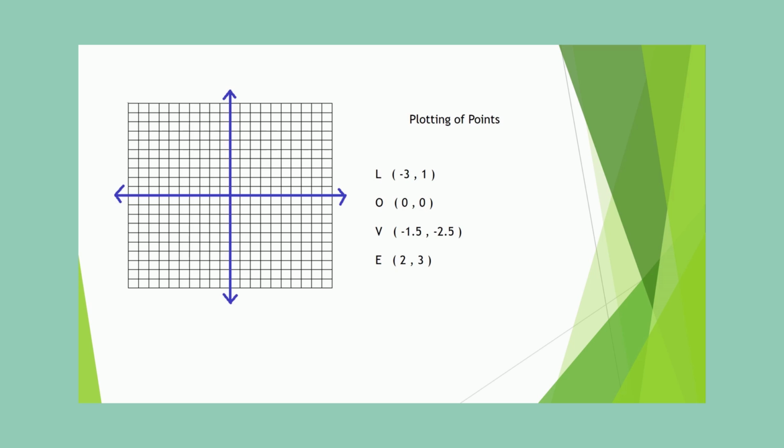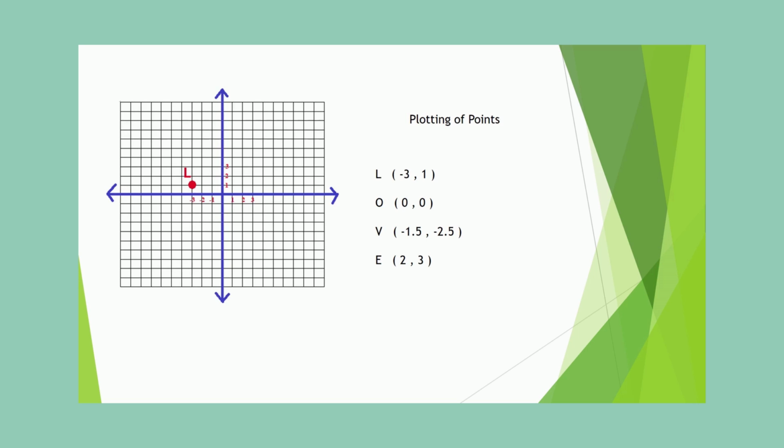By plotting the following points on the Cartesian plane, we identify that point L is in quadrant number 2. As you can see, your abscissa is -3. That means going 3 units to the left from the origin on the x-axis. So from here, you go 3 units to the left: -1, -2, -3. And then your y value is 1, so you go up 1 unit. So this is point L, (-3, 1).